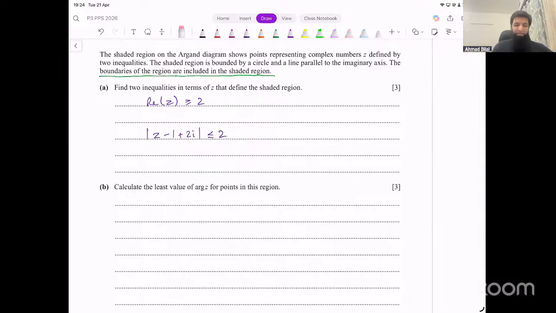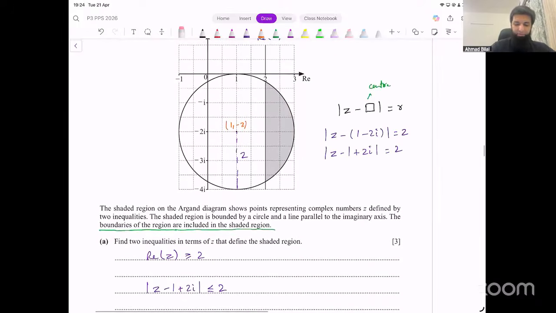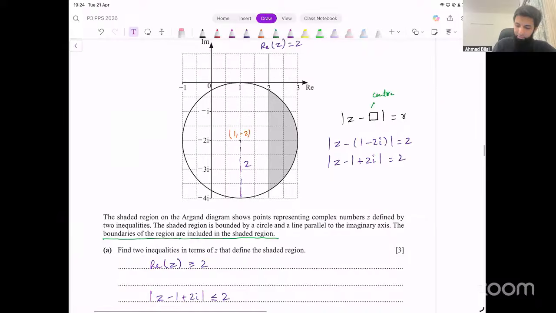Okay. Calculate the least value of argument of z for points in this region. Now, how do you find the least value of argument? Argument is measured from the origin, right? So from the origin, let me make a line. From the origin, we could have lines like this, right? Where is the argument going to be least?